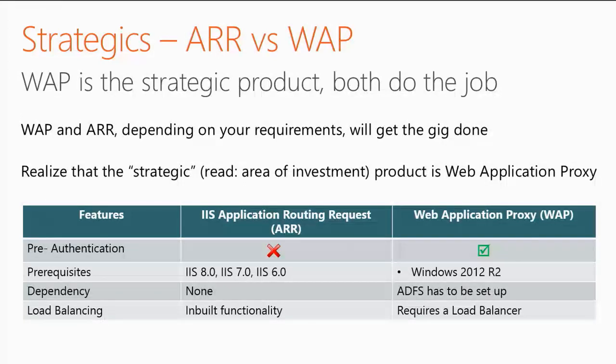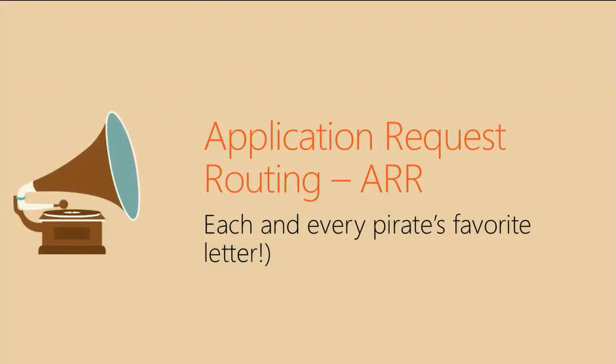It needs 2012 R2 ADFS. It needs a 2012 R2 box to install it all. It requires a separate load balancer. There's more work to configure it. So just to get you on the track, ARR is the thing that's just working out there with the caveat of not doing pre-auth, while WAP will get the work done in the future. And we'll talk a bit about what we have now and what we will get. All right, and with that, I'm going to turn over to my pirate colleague, Roop.